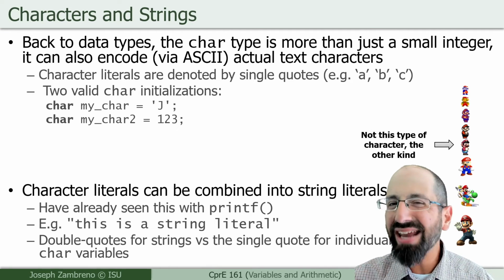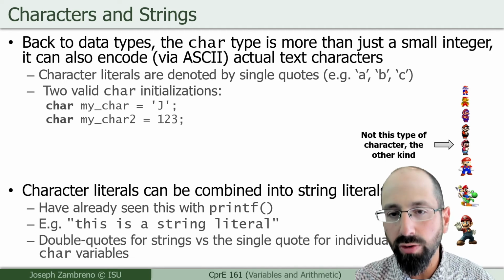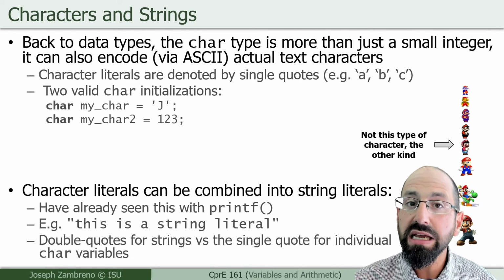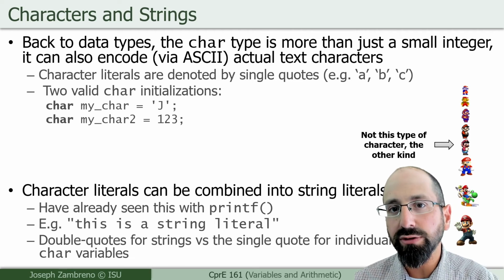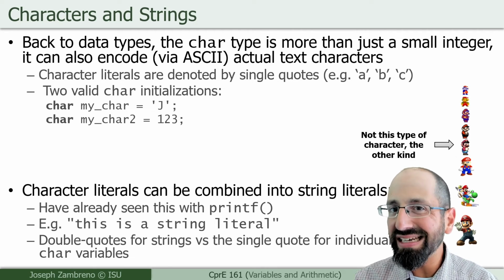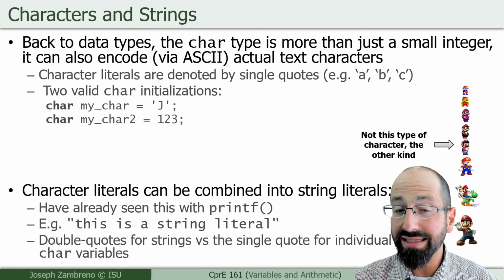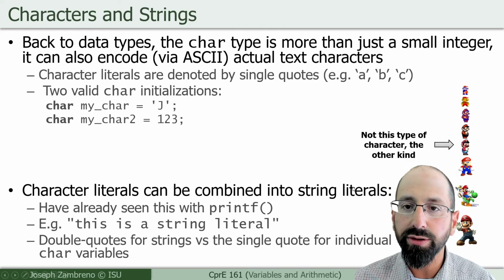We can then combine our character literals into string literals, and that uses the double quotes in C. With printf, we've already been doing that for hard-coded strings. We'll have actual string data types as well. That's a whole separate learning module in this course, not because it's that different from what you would have already learned to that point, but because we really have to be adept at using the string handling functions in C to be effective C programmers.